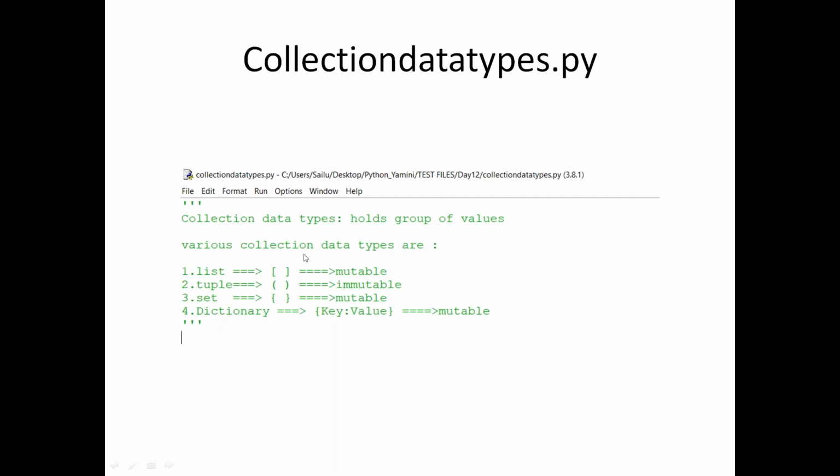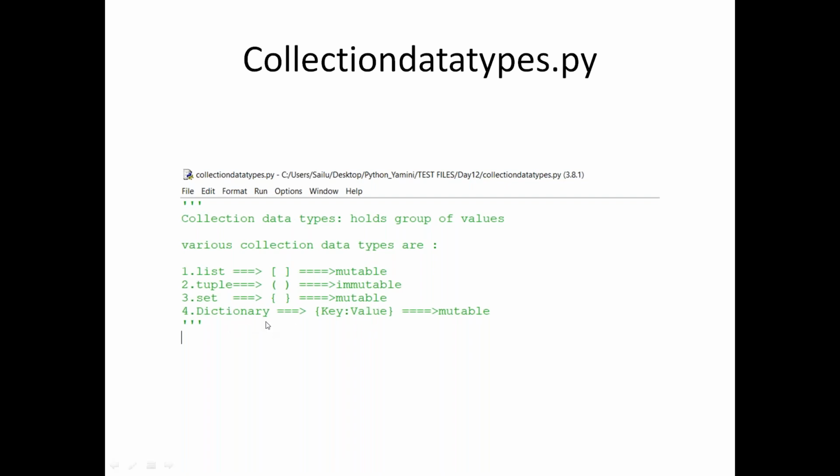So the various collection data types are list. A list is represented by square brackets, and it is a mutable object. The second data type in collections is tuple. A tuple is represented by normal brackets, and it is an immutable object, which means the address is going to change. And the third one is set. A set is represented by curly brackets, and it is mutable.